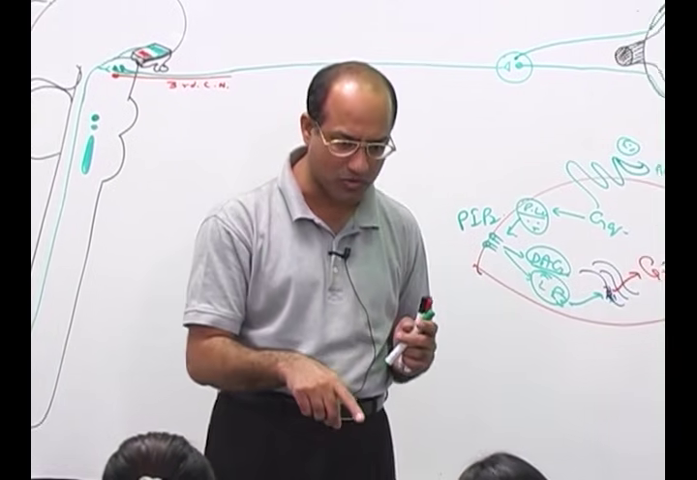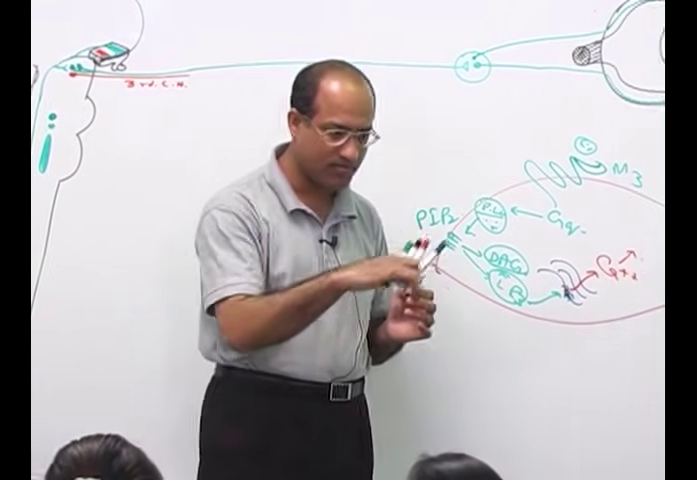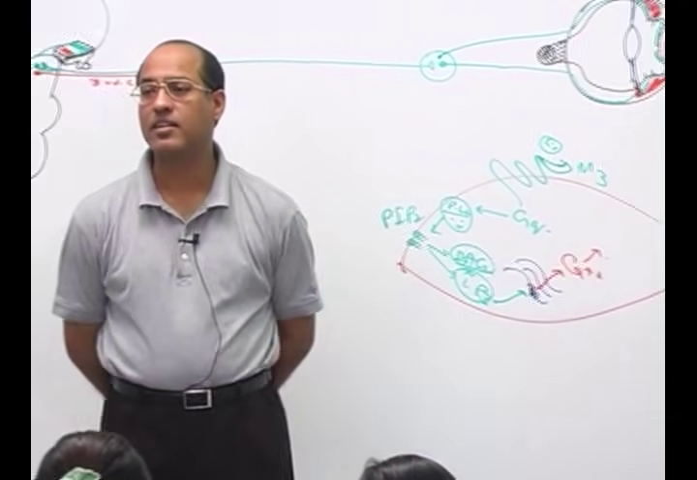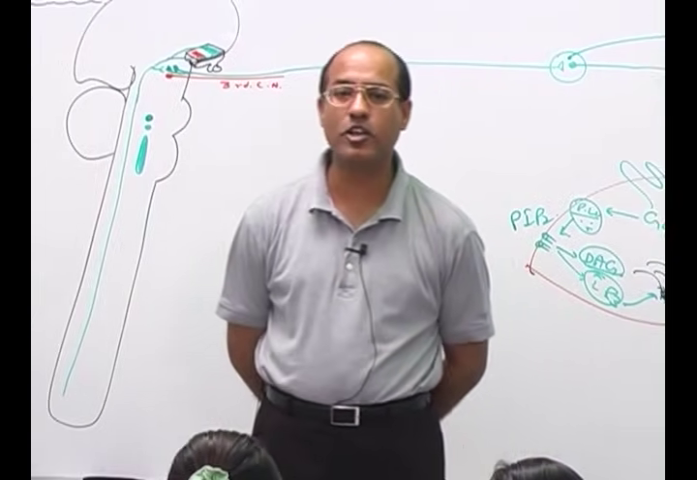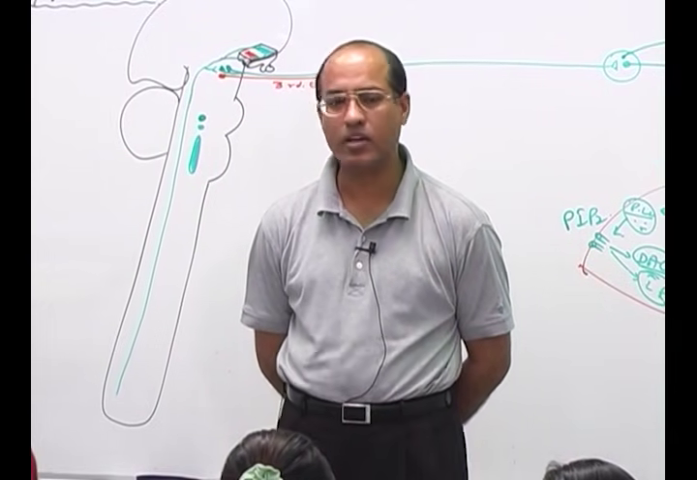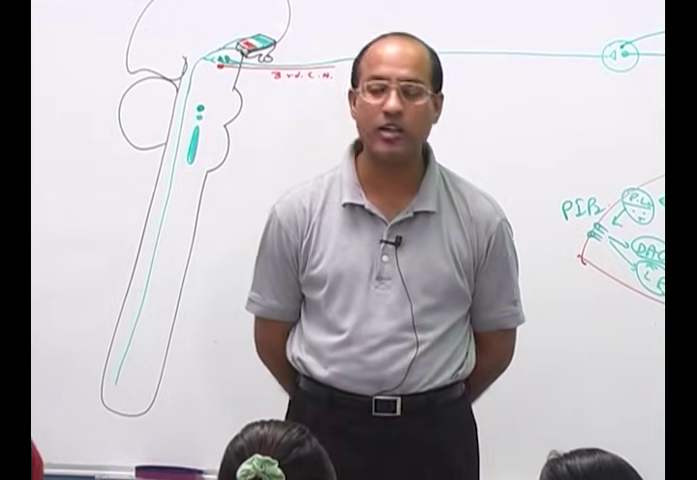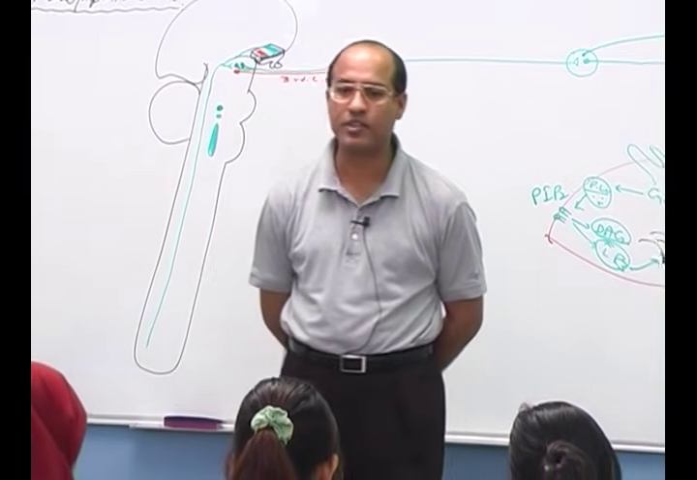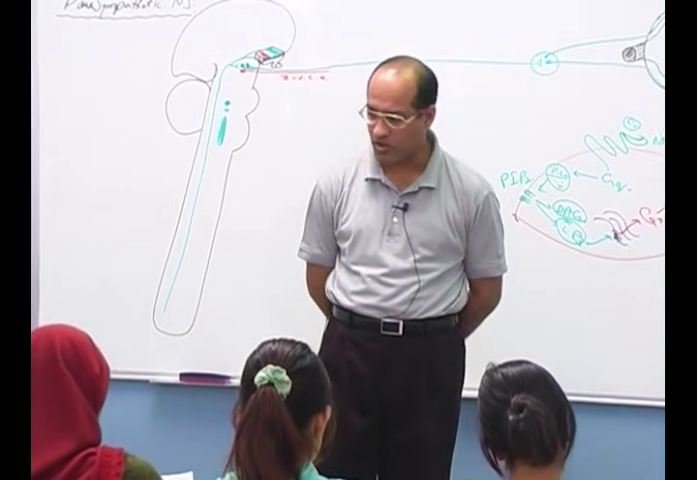Am I clear, or is it too fast? Clear? Is that right? So this is how cholinergic activity leads to smooth muscle contraction. This may be the smooth muscle of the iris, or the smooth muscle of the GIT, or the smooth muscle of the detrusor, or any other smooth muscle which is being contracted by the cholinergic drive.